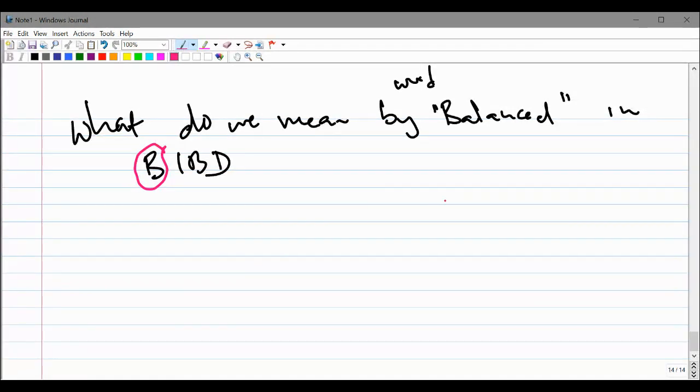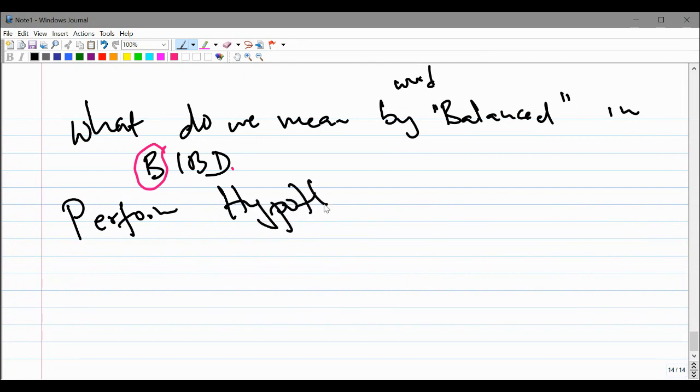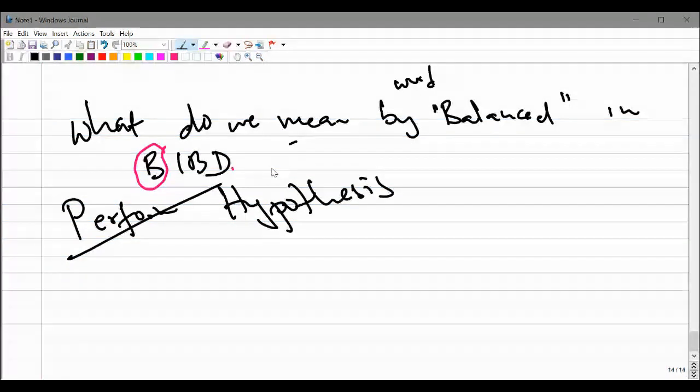So now we're done with this one, leaders. You will perform the hypothesis the normal way you know it. There's nothing that is going to change. You test for the treatment and you test for the blocks. So now, any question, leaders?